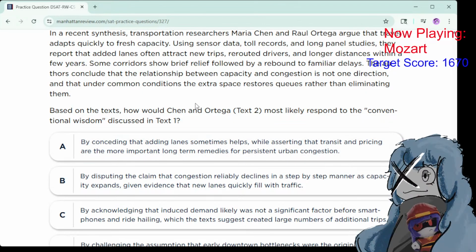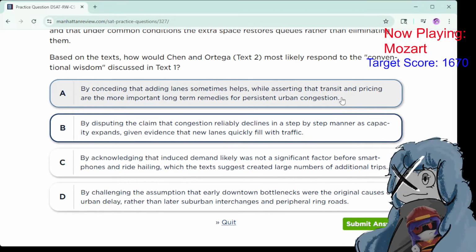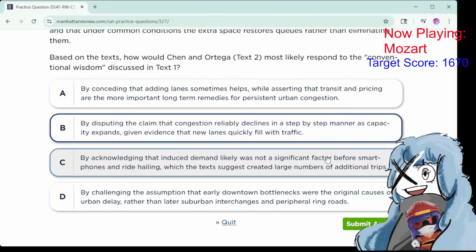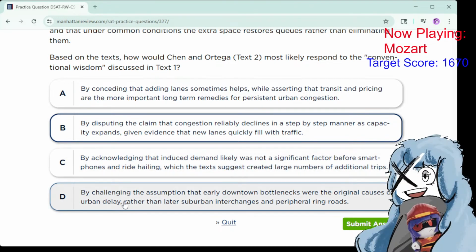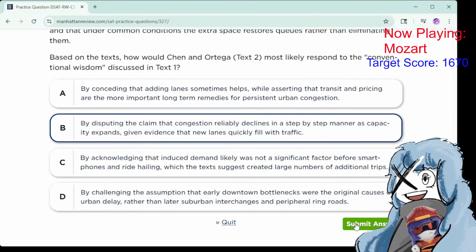By disputing the claim that congestion reliably declines in a step-by-step manner as capacity expands, given evidence that new lanes quickly fill with traffic. That is plausible. By acknowledging that induced demand likely was not a significant factor before smartphones, which just create a larger number of digital trips. By challenging the assumption that early downtown bottlenecks were the original cause of the railing gate. However, it's obviously B.